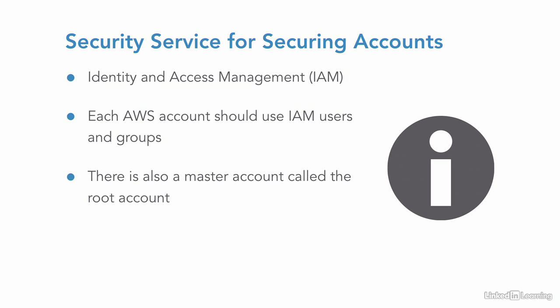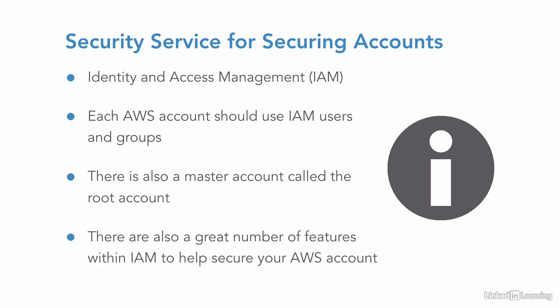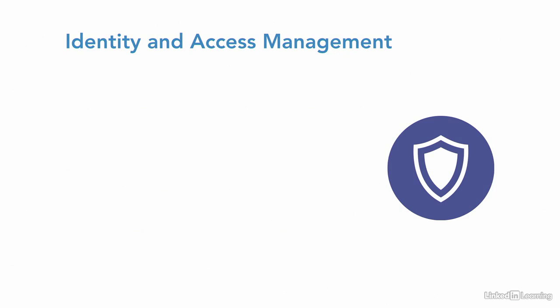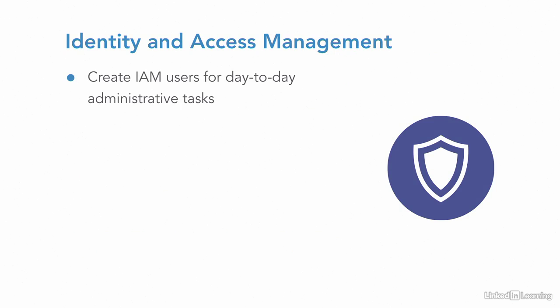And the root account is going to be used for a very small number of services. For example, maybe you want to set up account billing. Maybe you want to sign up for GovCloud. Maybe you want to change the AWS support plan. There's a number of things the root account does that wouldn't be considered a daily administrative task. Within Identity and Access Management, there's also a large number of features to help you manage and secure your AWS account as a whole. So using Identity and Access Management, we create IAM users for day-to-day administrative tasks.